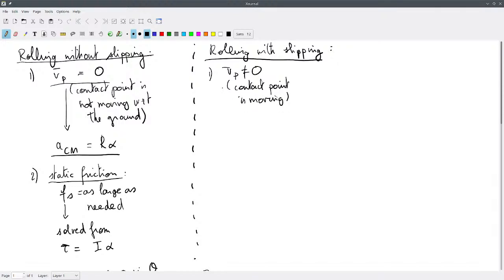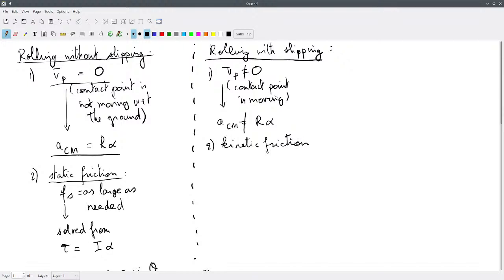And since it's moving, that also means that ACM won't be equal to R times alpha. So we can't use that equation as input. But we have a second path here. Instead of static friction, we now have kinetic friction.